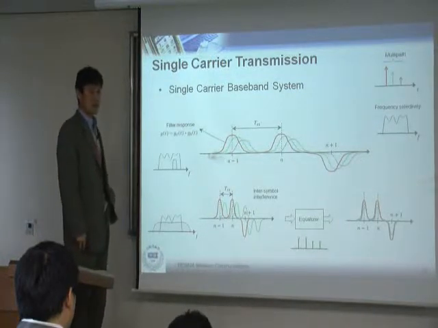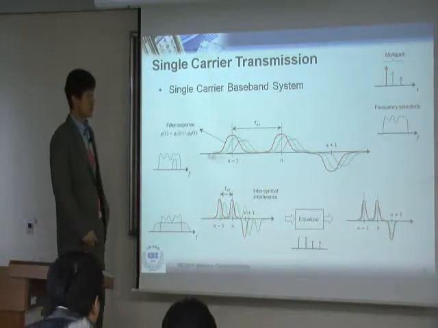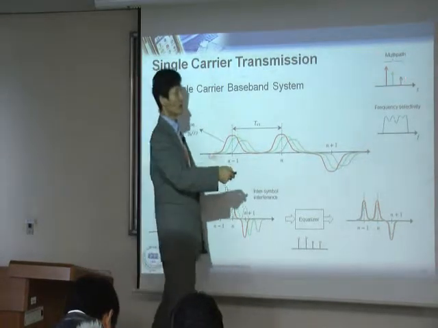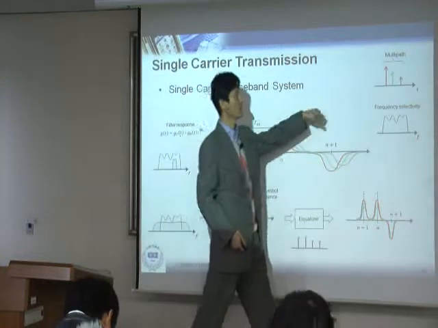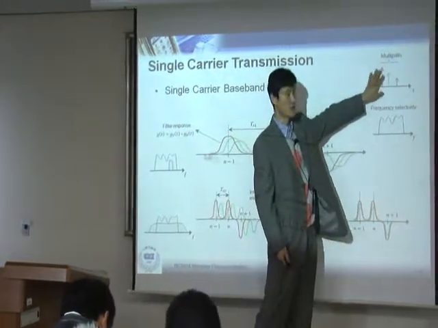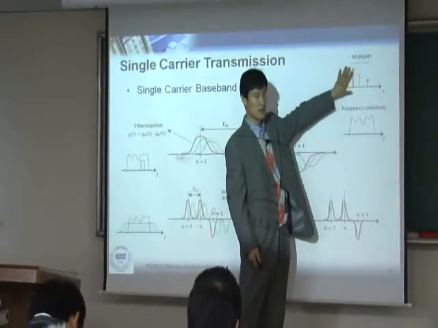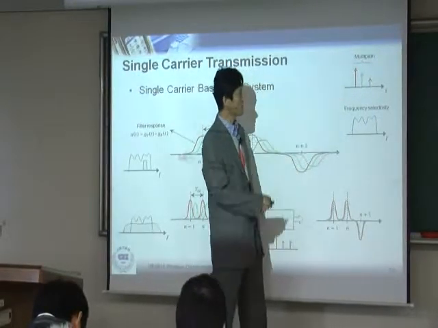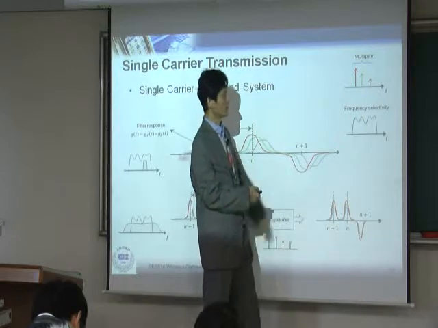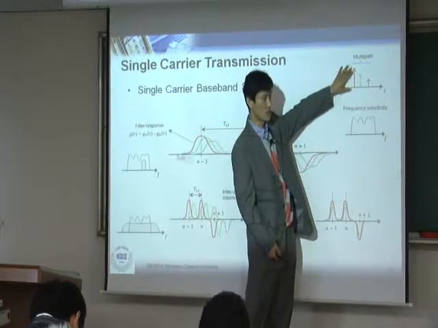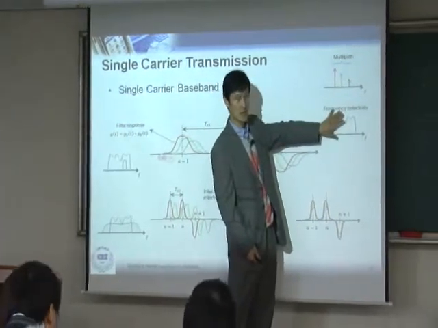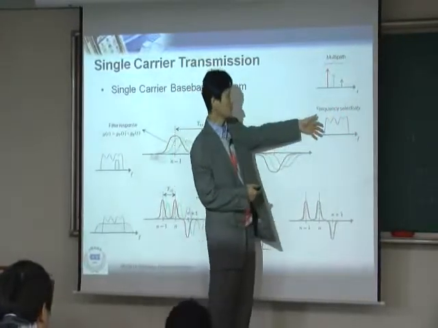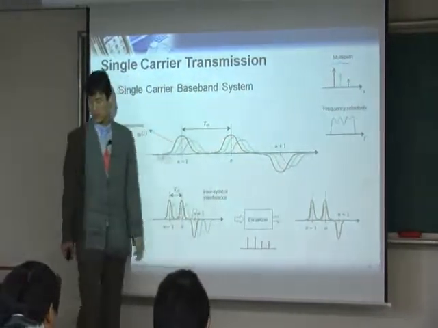This is what is likely in the single carrier baseband system. Let's say we have a channel that looks like this. And this is our channel. You always have multipath in the channel, right? This is the time domain impulse response of the channel. This is the frequency response of the channel. You do the Fourier transform of this, then you get the frequency response of the channel.